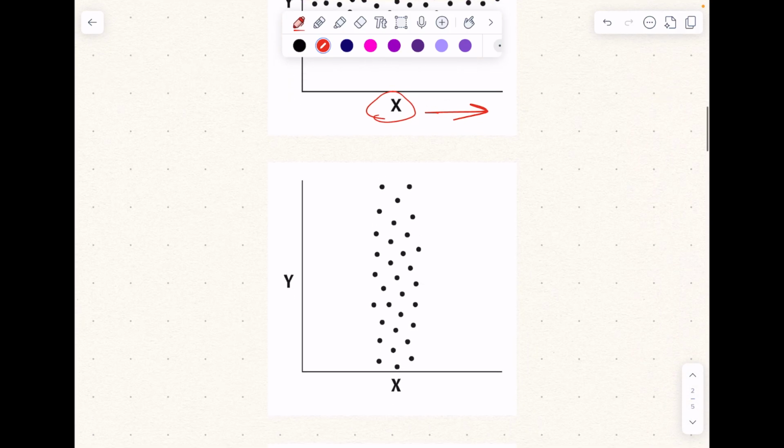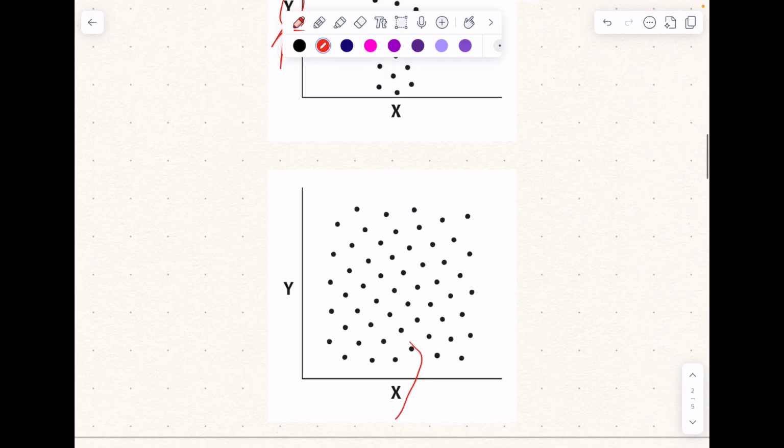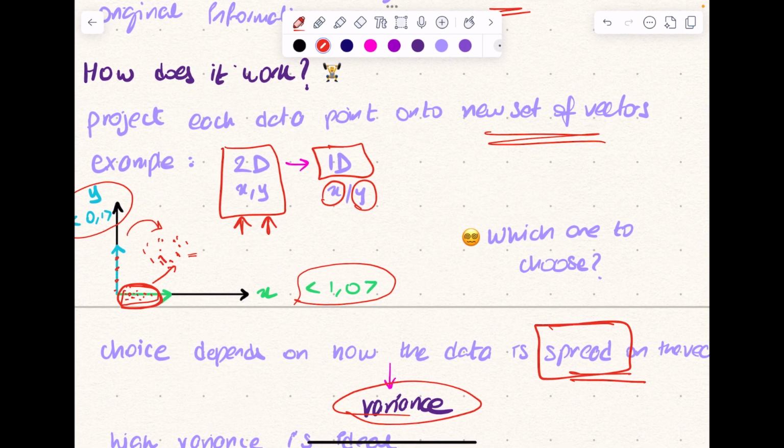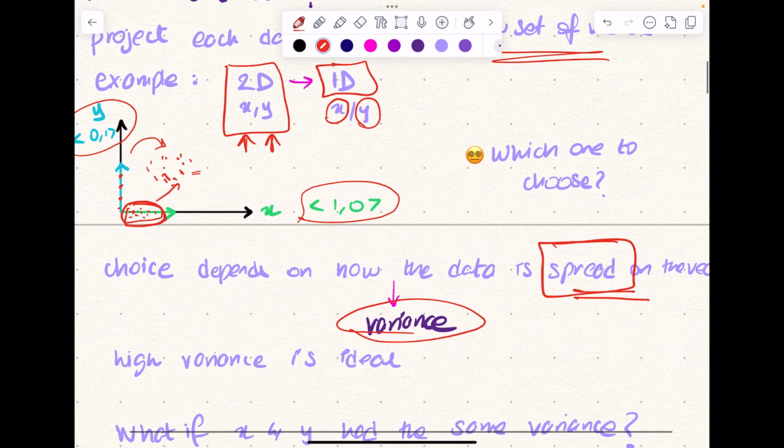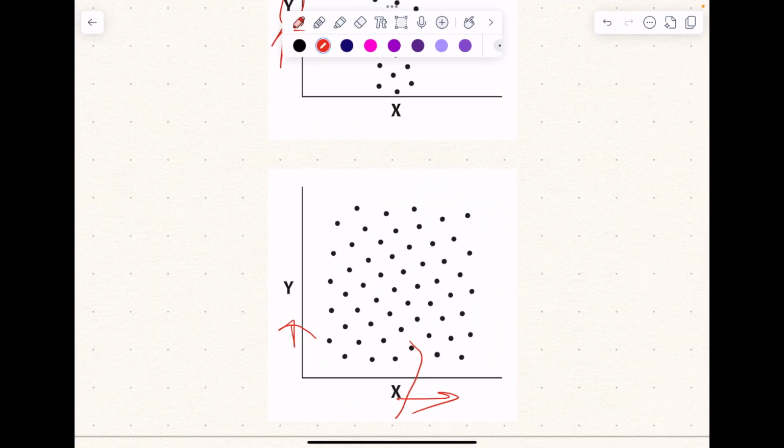Maybe over here most of the data is actually varying in the y direction. And here, if we see, the data is actually not varying in the x or y, it seems to be kind of uniform in both of these directions. So high variance is ideal, but as we saw here, there can be the case when the data is of uniform variance in both directions. So which one should I go for then?